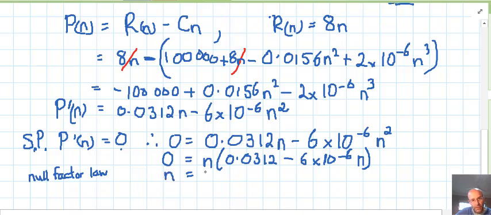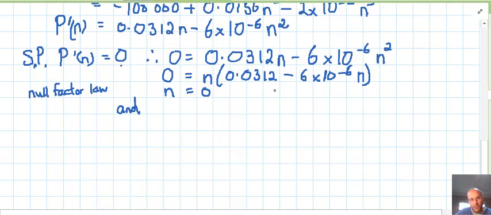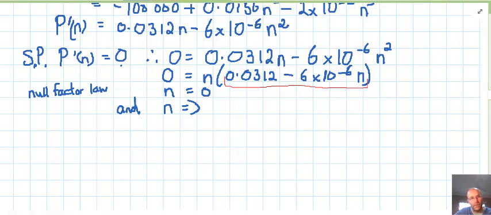So one of the solutions to that is n equals 0. And that's an interesting solution. More about that in a minute. And we look at the other solution. I can explain that a bit more. So null factor law is two things multiplied together equals 0. The first thing equals 0, or the second thing equals 0. The second thing is this item here, this term. And so it's when that equals 0.